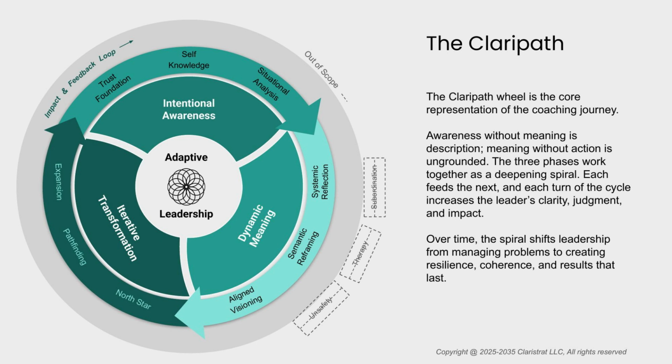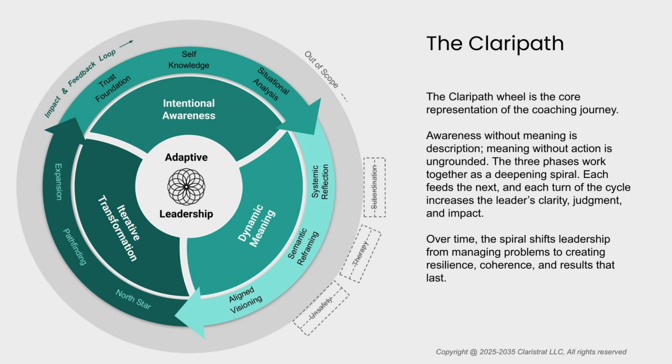Phase 1 is intentional awareness. Here we slow down to build trust, self-knowledge, and situational clarity. Leaders examine their patterns, resilience, and identity while mapping the triggers, stakeholders, and dynamics shaping them. This creates the conditions for safety and honest observation.